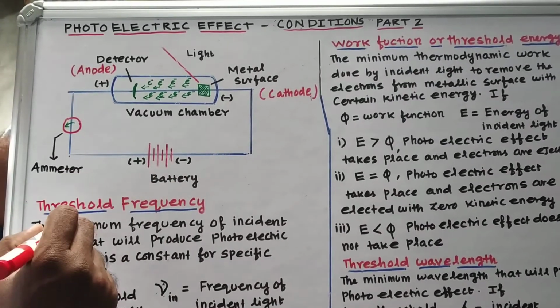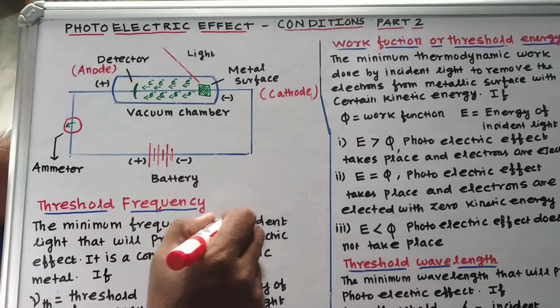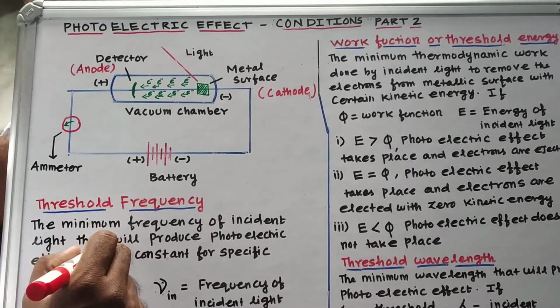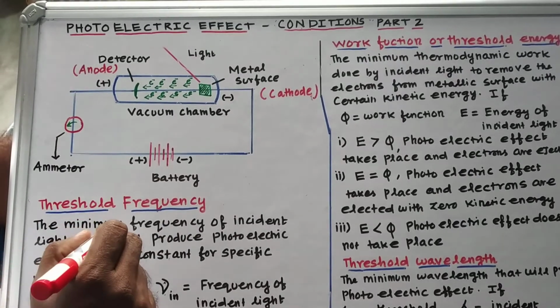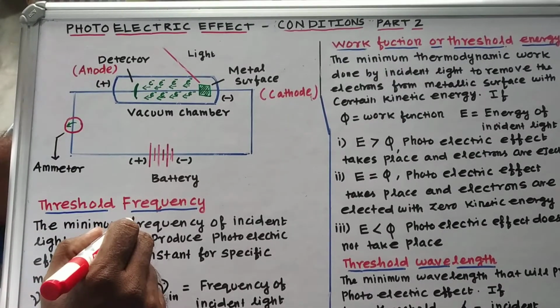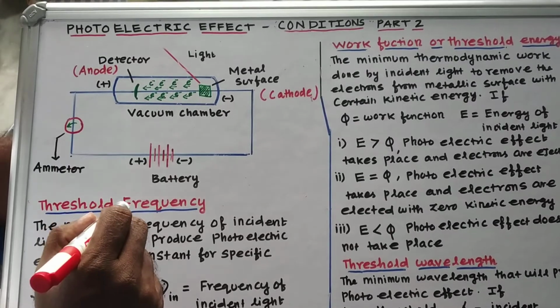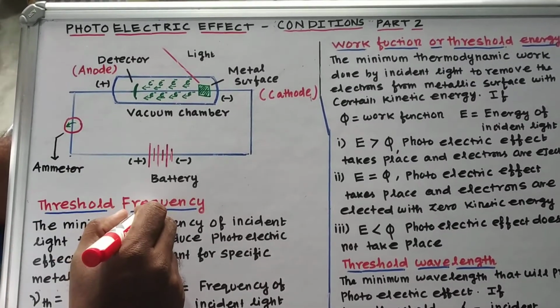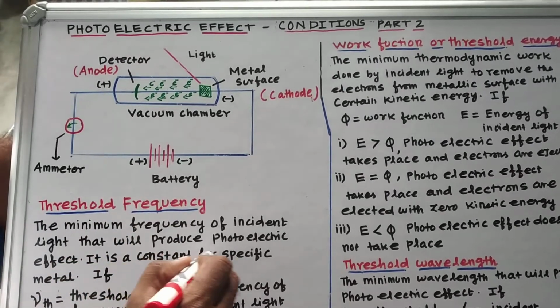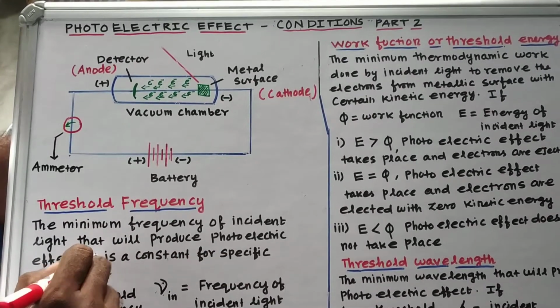Definition: the minimum frequency of incident light that will produce the photoelectric effect. The minimum frequency that is needed to produce a photoelectric effect on any metallic surface is called threshold frequency. It is a constant for the specific metal. Okay, it is a constant.